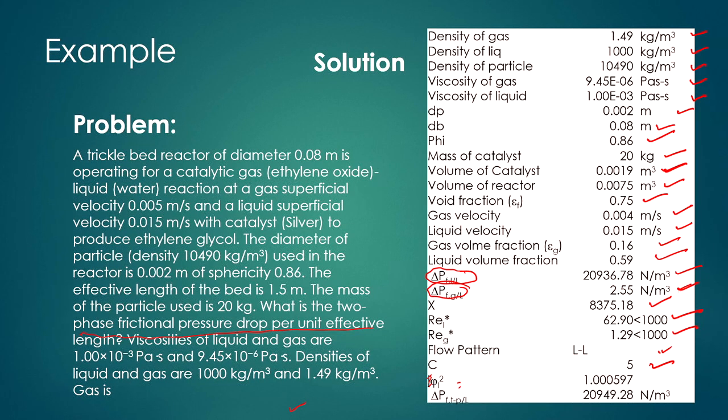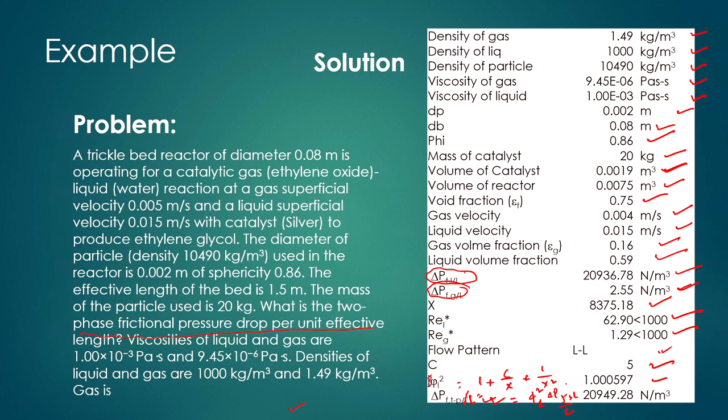So, this phi L square is equal to what? 1 plus C by X plus 1 by X square. So, based on this you can calculate phi L square. Once you know phi L square, you will be able to calculate the frictional pressure drop for two phase flow. That will be phi L square into delta P F L, divided by L, per unit length. So, it will be like this per unit length.